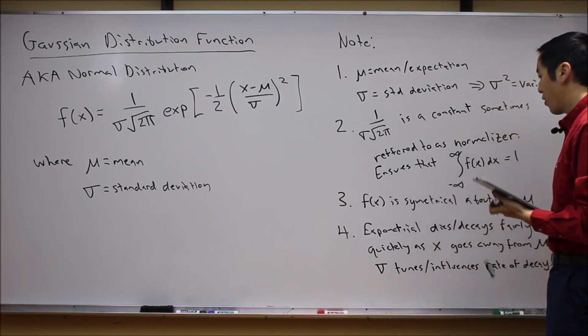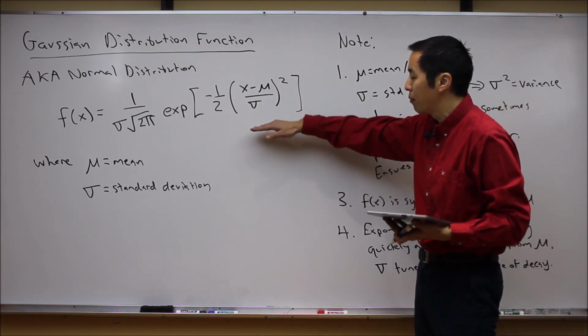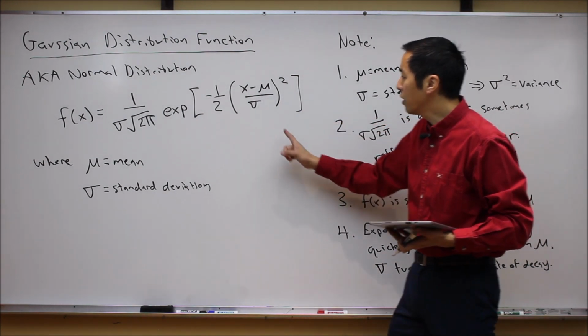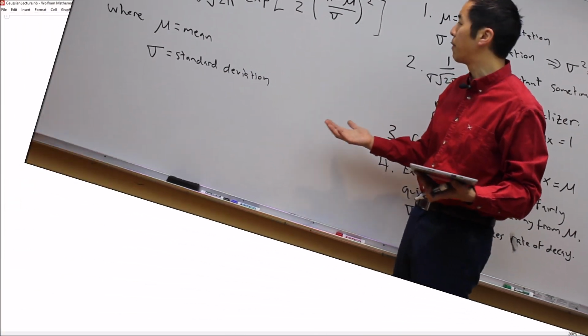So with that in mind, I think it's time to run over to the computer, maybe to Mathematica, and plot this function for a couple of different values of mu and sigma, just so we can understand what it looks like and how it behaves.